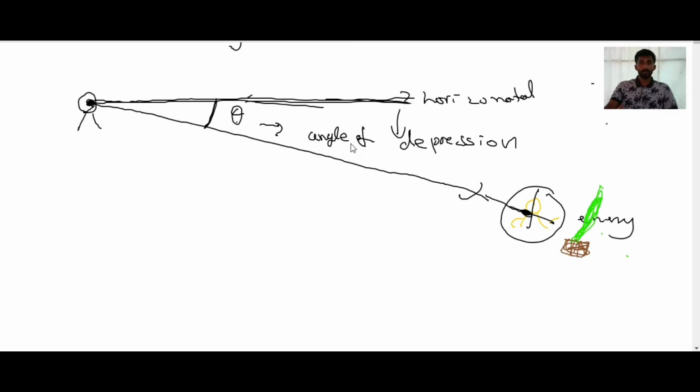This is all about angle of elevation and angle of depression. Throughout our problems, we are using only these two concepts: one is the angle of elevation, another one is the angle of depression. Clear? Now, before going to the problems, consider a right angle triangle with A, B, C. Here angle theta will be there, and here 90 degrees is the right angle.